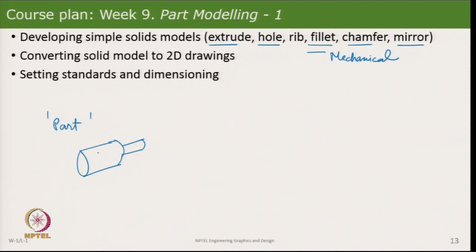Then you will also come across how to convert a solid model, which would be say like this, into 2D drawings, orthographic projections. And then we will see how we use standards for dimensioning. Again, there are many ways in which you can dimension a part. Which is the most appropriate way, and maybe which is the correct way, this is what we will see in this.